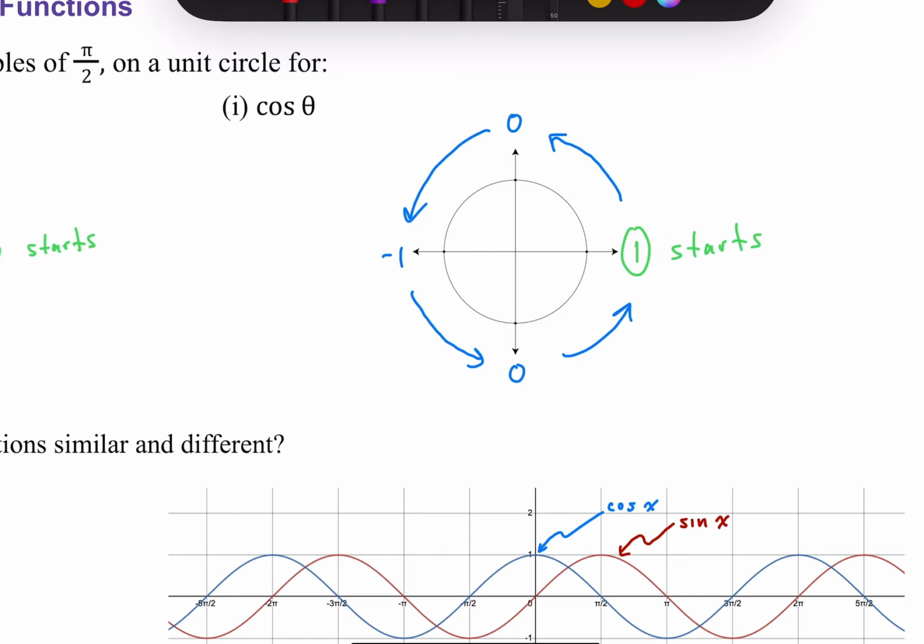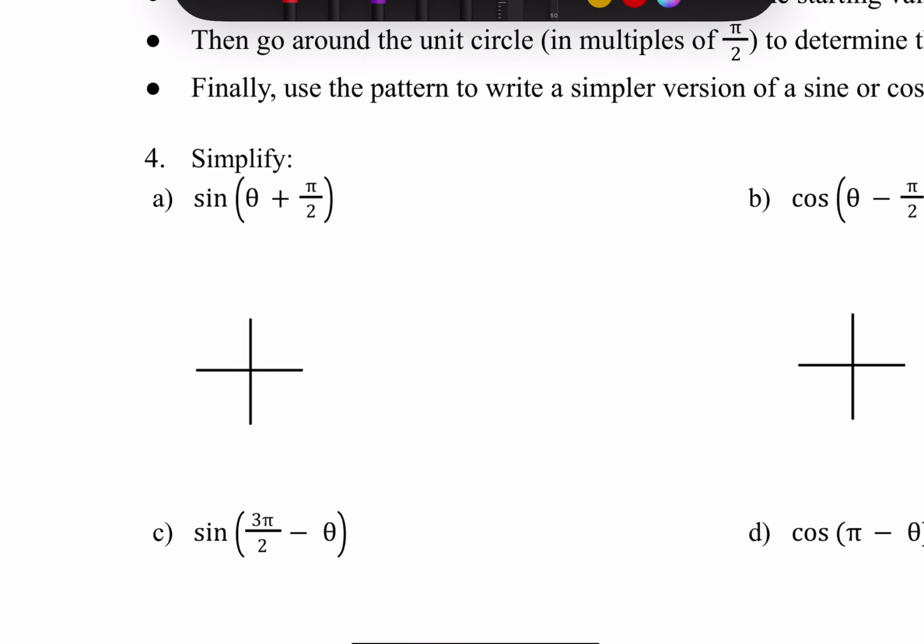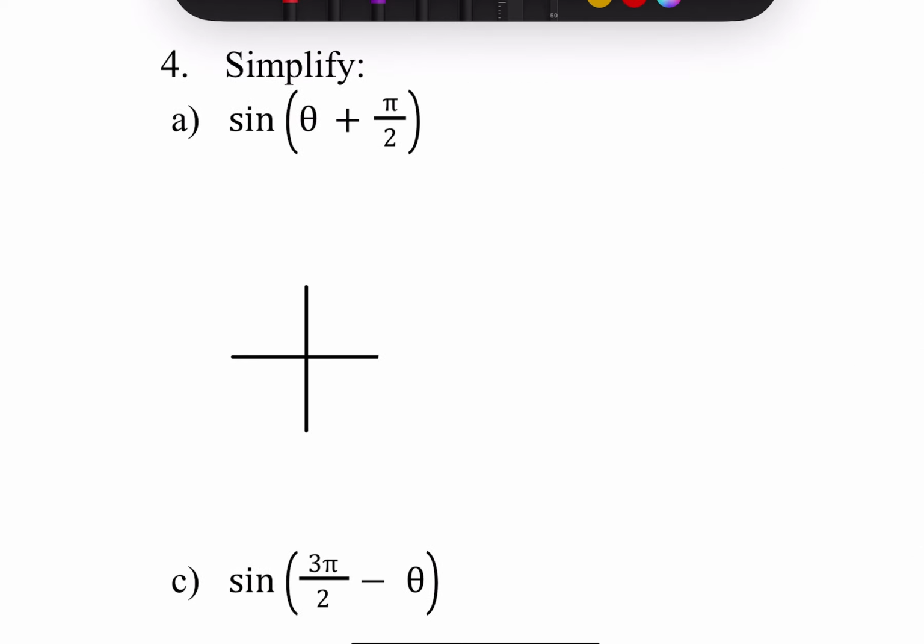But understanding that, we can make equivalent functions or expressions. So if I have something like this, which is sine of theta plus pi over 2, the way I do this is I just say whatever the value is here with theta in this argument, that's my starting point. So I'm going to start at pi over 2, and I know that at pi over 2, the y value is 1.